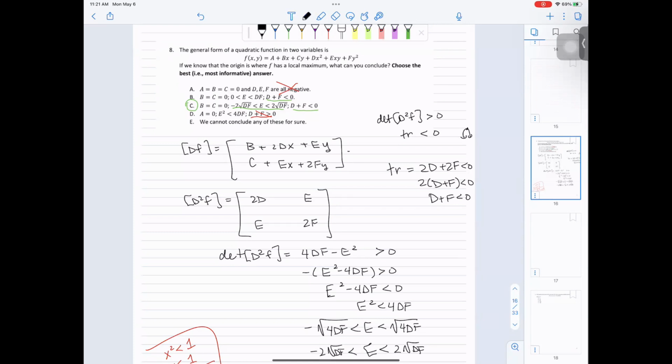So the question is, we know that we have a local max at the origin. Oh, okay. We need b and c to equal 0 because how do you find a critical point? You take the derivative and you set it equal to 0. And at the origin, what are x and y? X and y are both 0 at the origin. So when I plug in 0, 0, what am I left with? I'm left with b equals 0, c equals 0. So b and c have to be 0. Yep, so that's also a good condition.